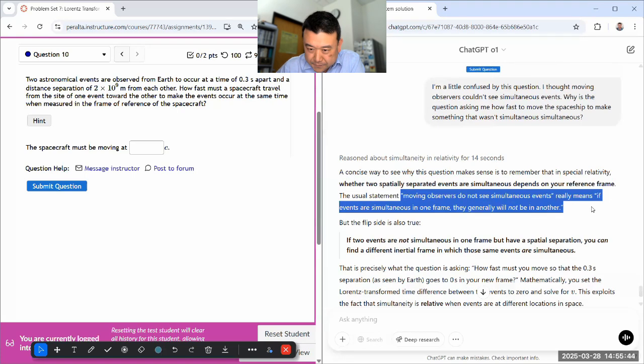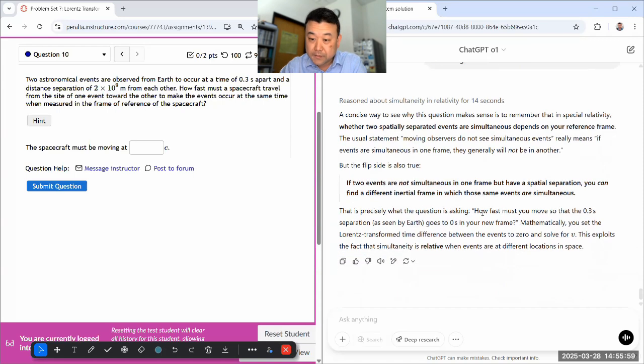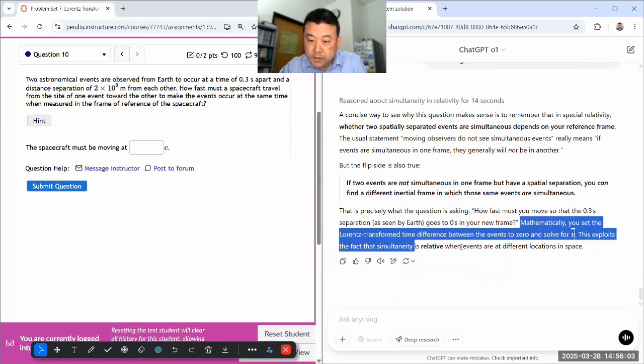Yeah. So if they are simultaneous in one frame, then they will not be. But the flip side is true, which means if they're not simultaneous, as long as they have a space-like separation, you can make them simultaneous by going into the right reference frame. Mathematically, you set the Lorentz transform time difference to 0 and solve for V.